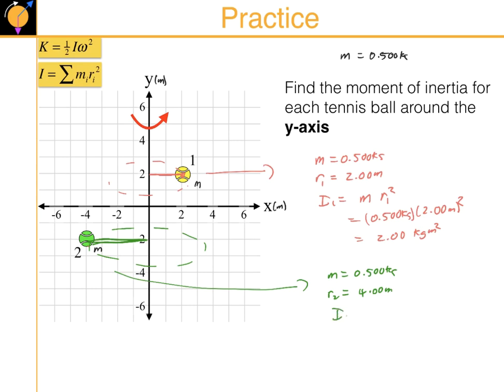And so if I go to calculate the moment of inertia here, it'll be m r2 squared. So 0.500 kilograms times 4.00 meters squared. And when I plug in the numbers, I get 8.00 kilograms meters squared. So this is saying that the green tennis ball has a higher moment of inertia, or rotational inertia, than the yellow tennis ball. That's because it's rotating from further away. So if they were tied to a string and tried to rotate around here, it takes more energy to get this thing going than to get this thing going.